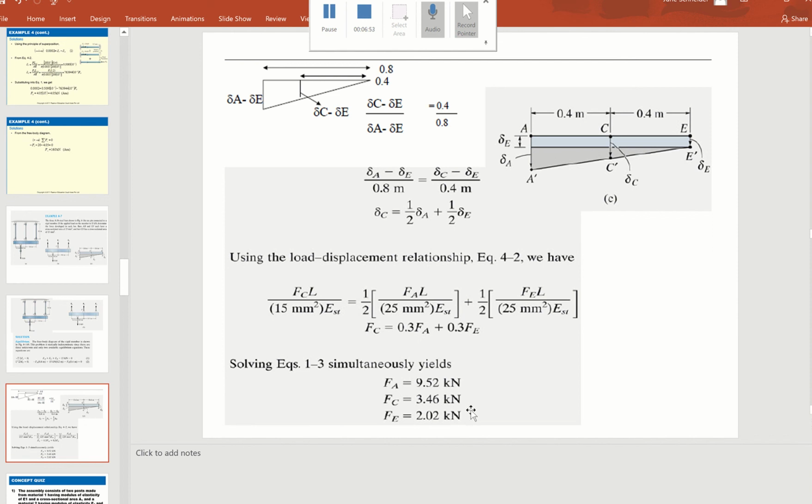So this is another good example to show how the compatibility equation can help us solve statically indeterminate problems. This time, the compatibility equation is based on the geometry and also the axial deformation. All right, hopefully you have a good understanding of this, and I'll see you at the next one. Bye now.